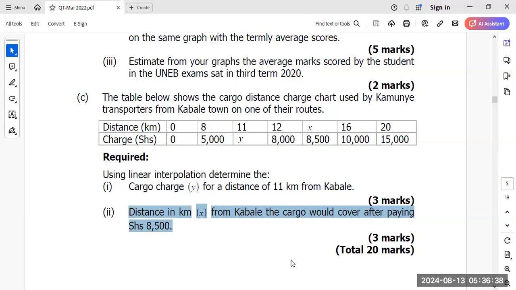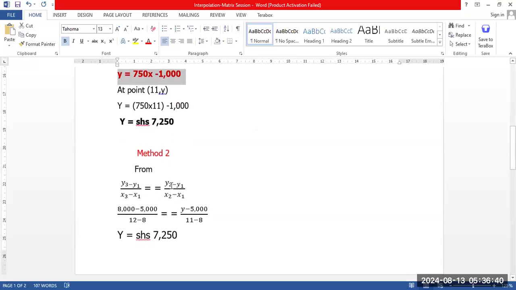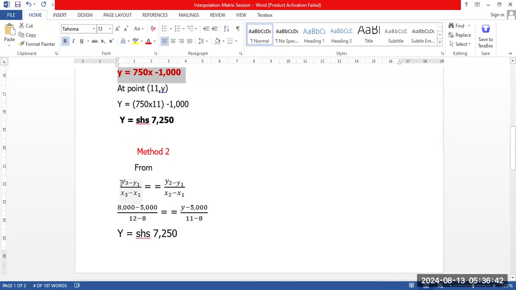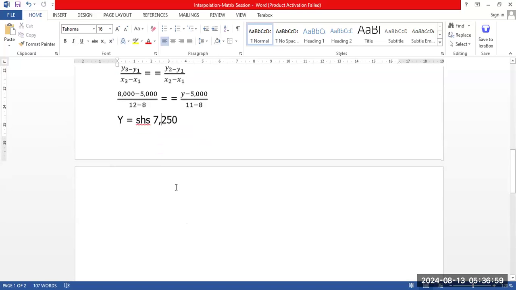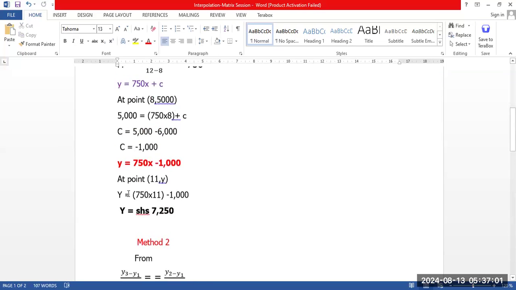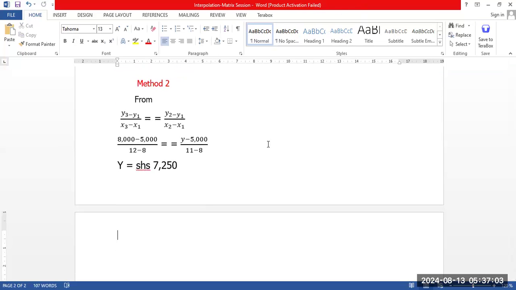Remember, this is our linear equation. And if you realize that even here, when you are getting y3 minus y1, then x3 minus x1, what you are trying to do here is to get the gradient. So method one is still okay. So we go to the next question.